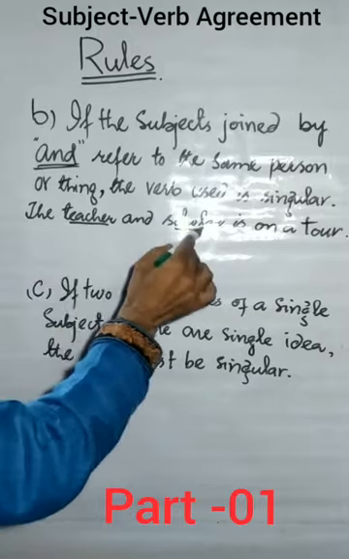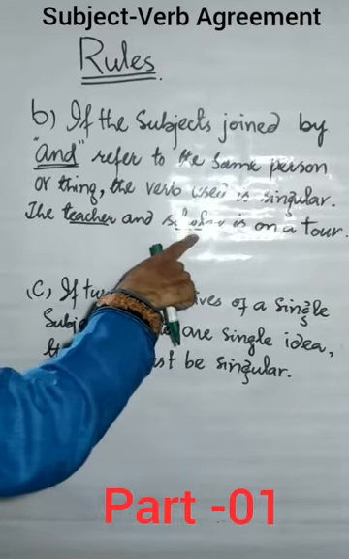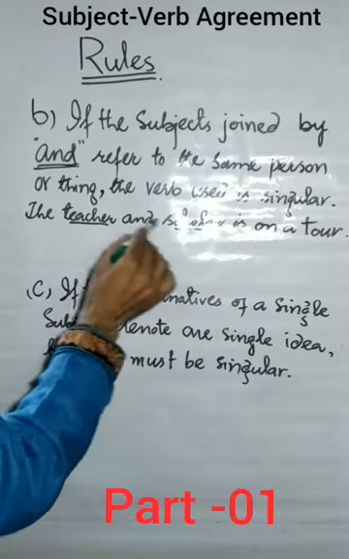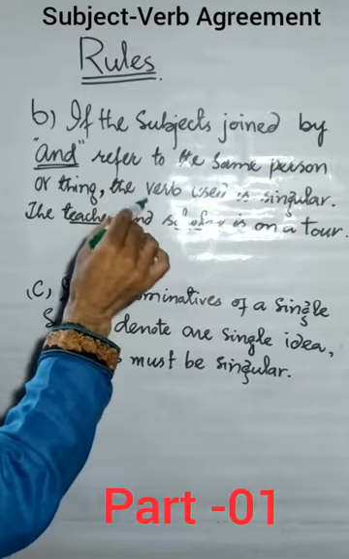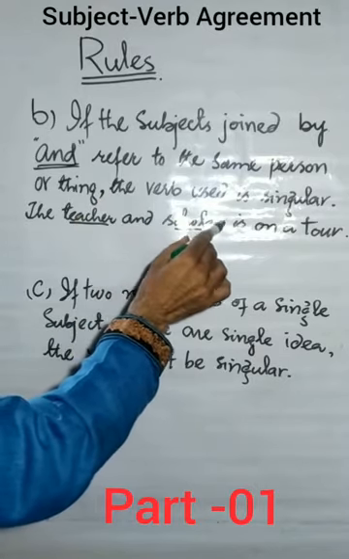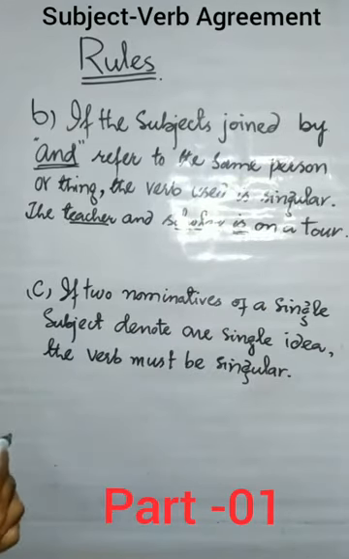This teacher and this scholar, it's the same person, एक ही शख्स है, ये teacher भी है और scholar भी है, he is on a tour. So this teacher and scholar, these two subjects refer to a single idea, denote a single person, so here the verb must be singular. Here is has been used.